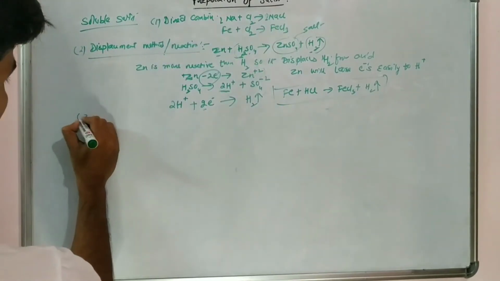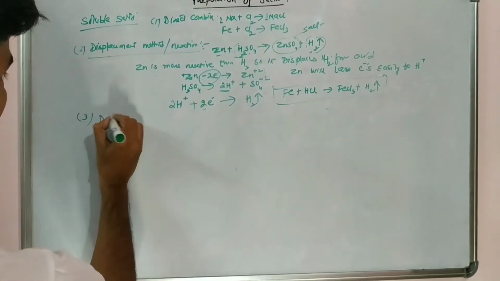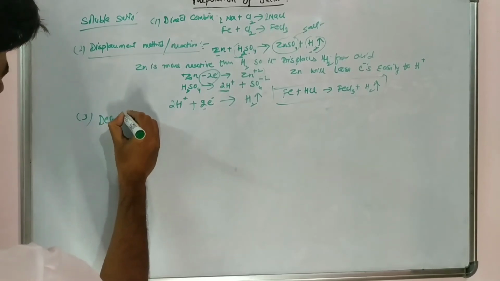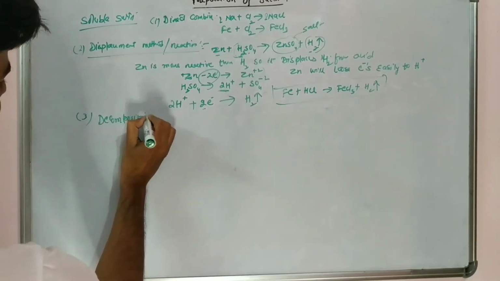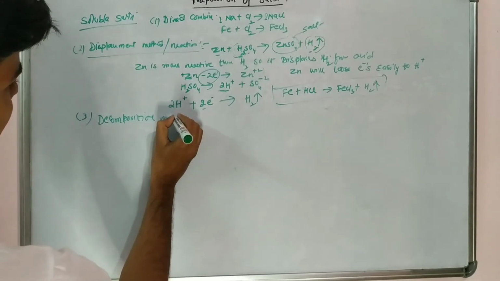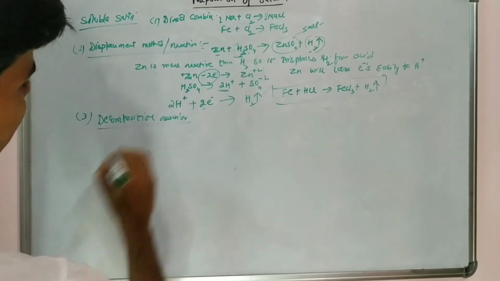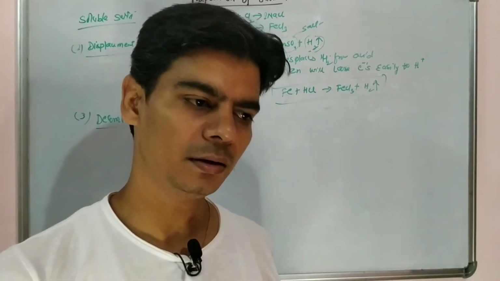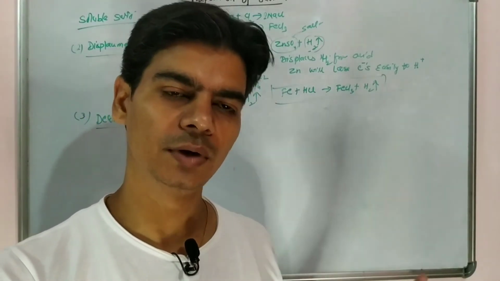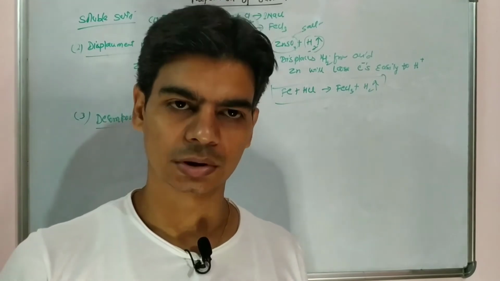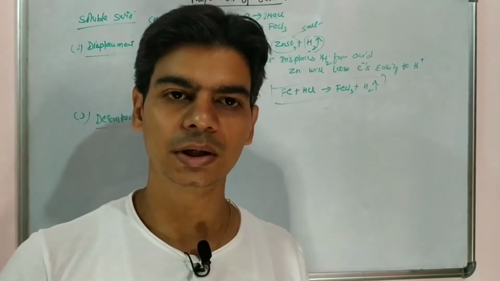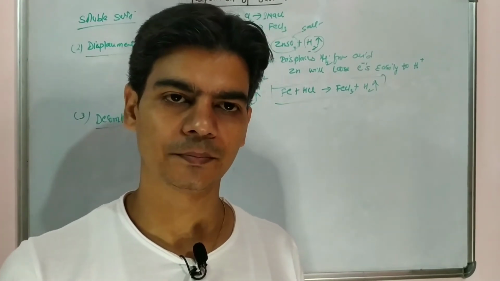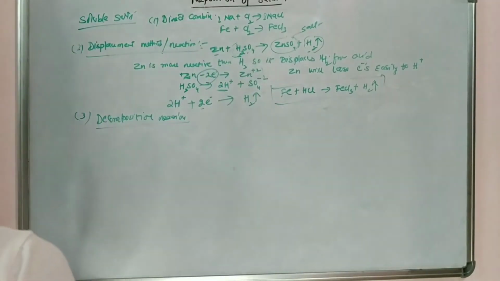Now the third that we would be looking at is decomposition reaction. Decomposition reaction we know is a chemical change wherein a compound will decompose, or break down, into simpler compounds. Let's see what it means.